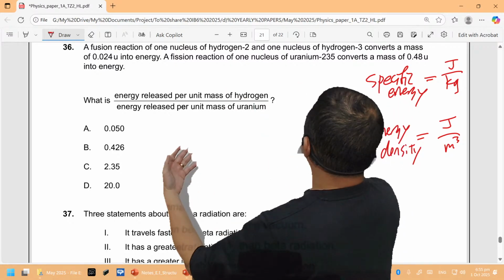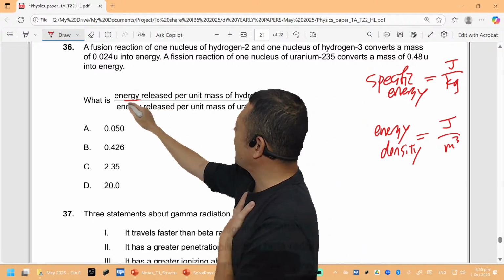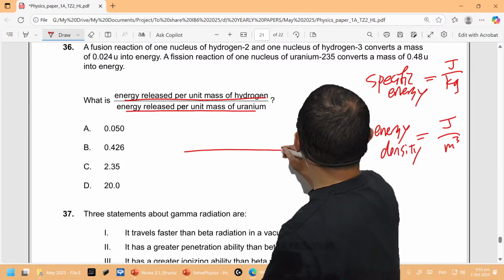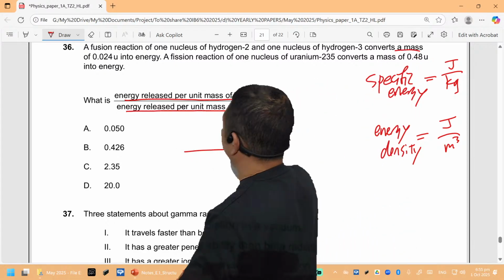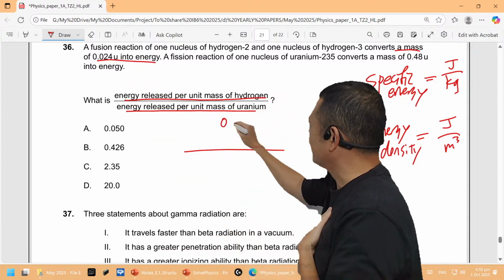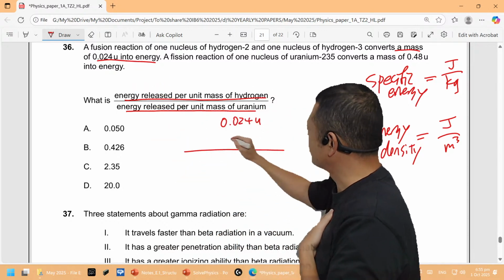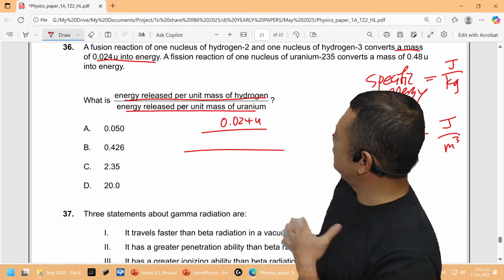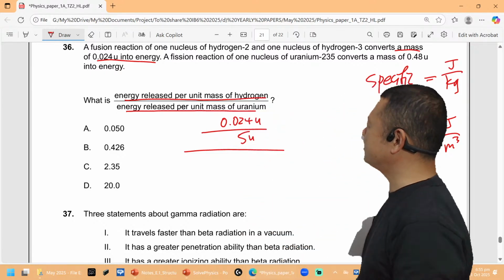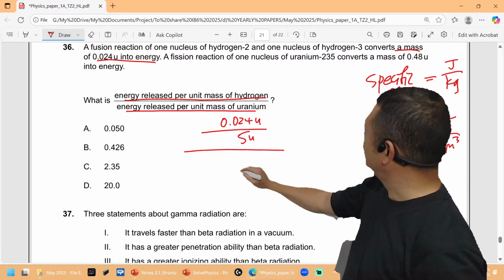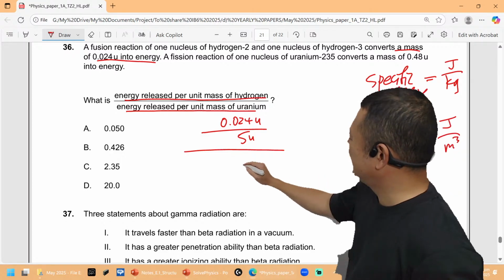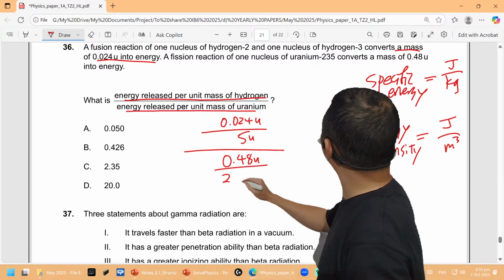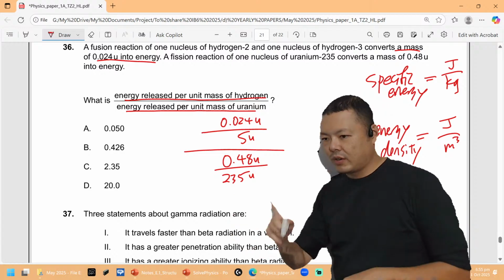So we have to find the energy released per unit mass of hydrogen and the energy released per unit mass of uranium. They say convert a mass into energy, that's the energy released. So 0.024 U over what's the total mass of the hydrogens that you used? 5U. And then what's the one at the denominator? 0.48U over 235U. See? 235U.